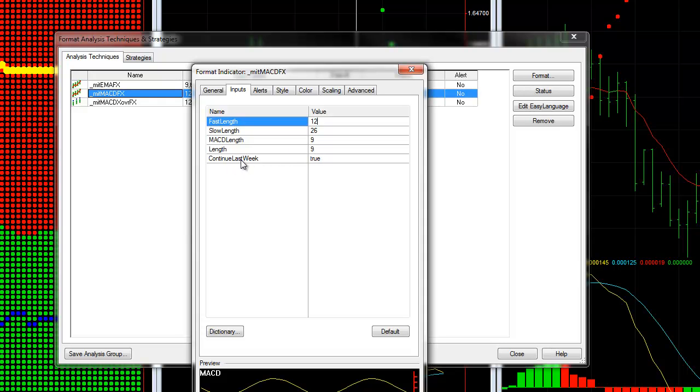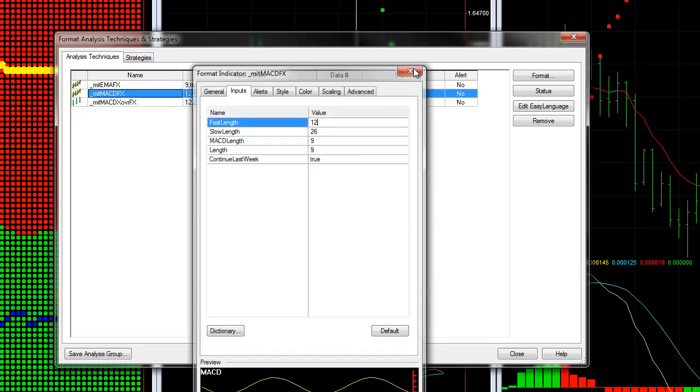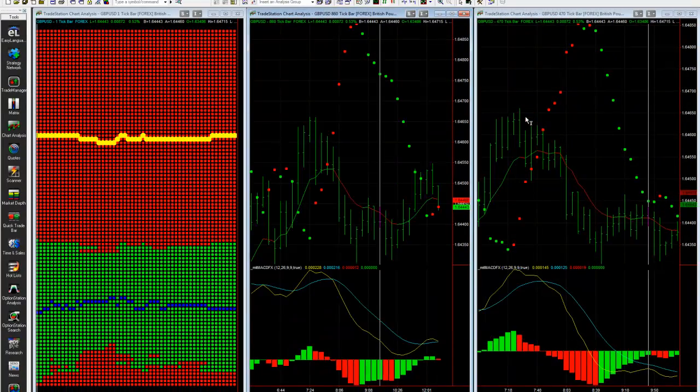This last input, continue last week, is used to tell the system whether at 5 p.m. New York time on Sunday, when the market opens for the week, because this is the Forex market, British pound, US dollar, the computations should be started over again. If continue last week is set to false, then the computations will continue on as if there was no break in the market from the previous week's close, which is New York time at Friday at 5 p.m.